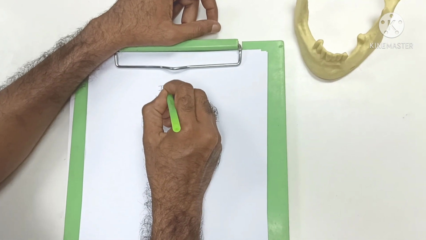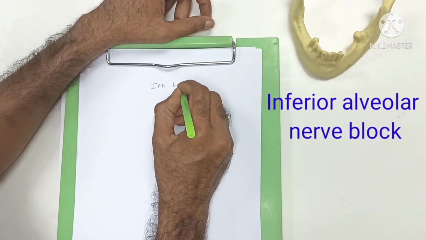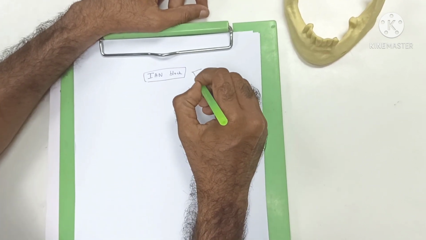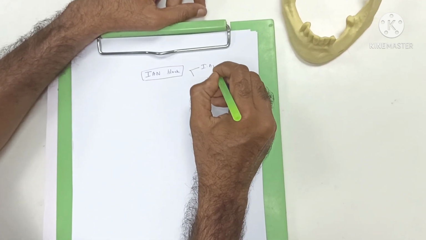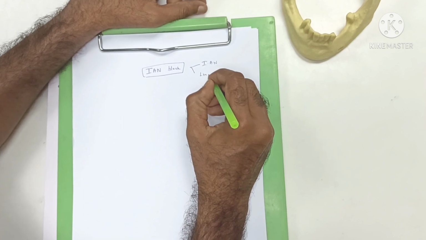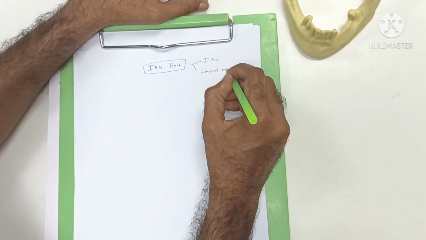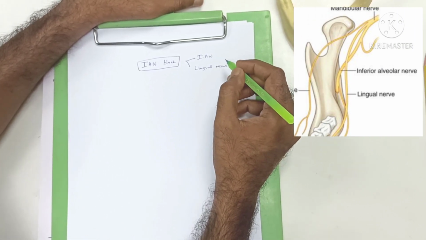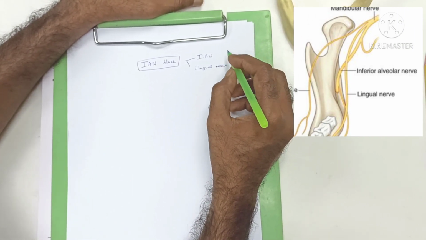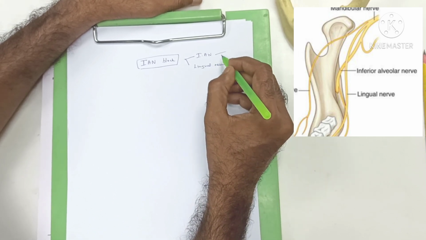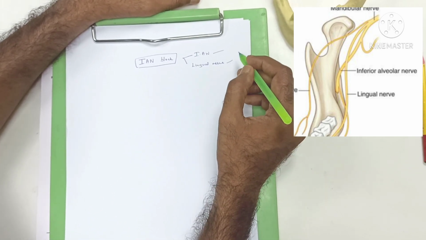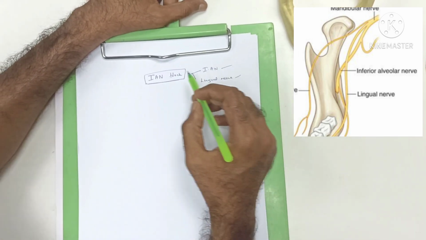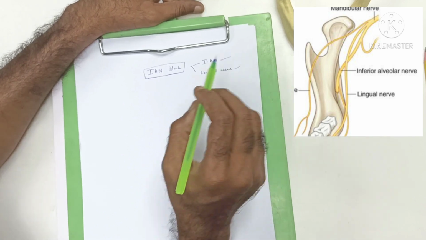Now we are going to discuss inferior alveolar nerve block. Whenever we say inferior nerve block, it includes two nerves. One is the inferior alveolar nerve and the other is the lingual nerve. They are both close to each other, located in the same pterygomandibular space. So when you target the inferior alveolar nerve, the lingual nerve also gets anesthetized. Inferior alveolar nerve block means both these nerves get blocked.